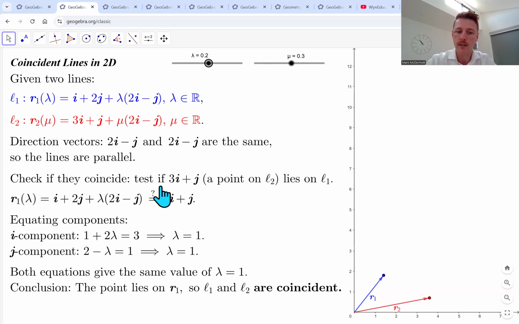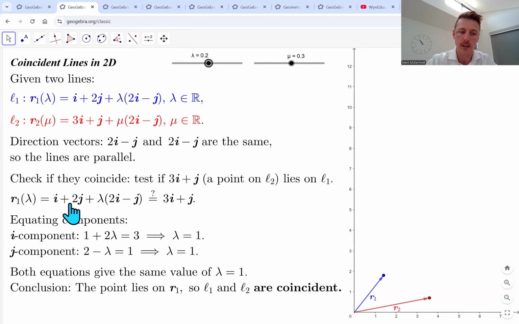So we're going to test if 3i plus j, which, remember, we know is a point that's on line 2, is on line 1. The way we're going to do that is we're going to take line 1, which is i plus 2j plus lambda times (2i minus j). We're going to ask ourselves the question: is there some lambda such that when we equate the coefficients, we get the same lambda? That's why we have a question mark over this equal sign.